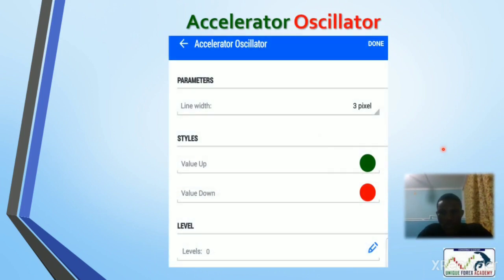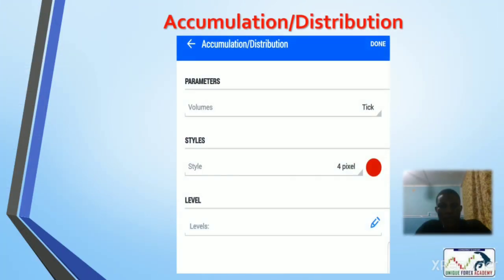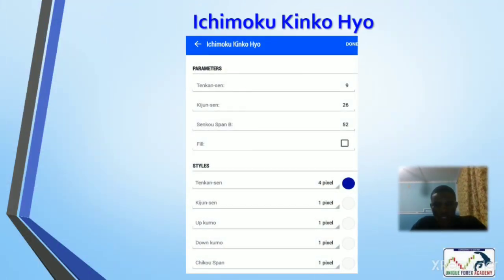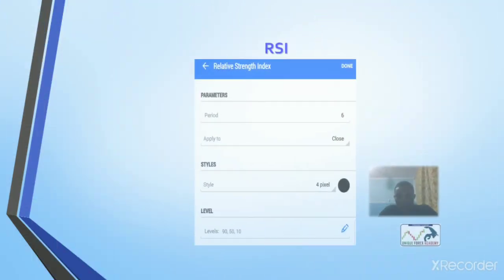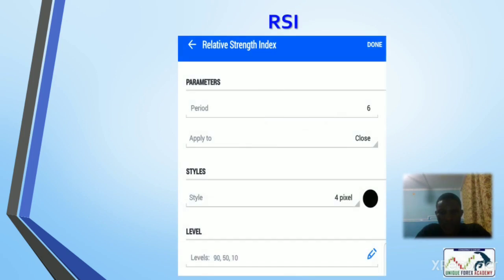And this one will be on the indicator window 1. So the previous one I showed will be on the main chart, while this one will be on indicator window 1. So followed by accumulation distribution, Ichimoku. So you can pause the video when you are watching. You can pause it so that you'll be able to write out the parameters of each of the indicators. Then followed by RSI.